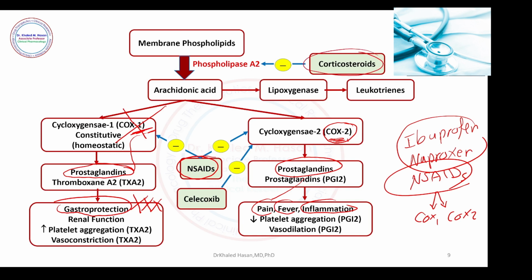And what about glucocorticosteroids? Glucocorticosteroids also inhibit and decrease prostaglandin, but through another mechanism. Glucocorticoids, such as cortisone and prednisone, inhibit an enzyme called phospholipase A2. You can see here that phospholipase A2 is the enzyme required for the formation of arachidonic acid.